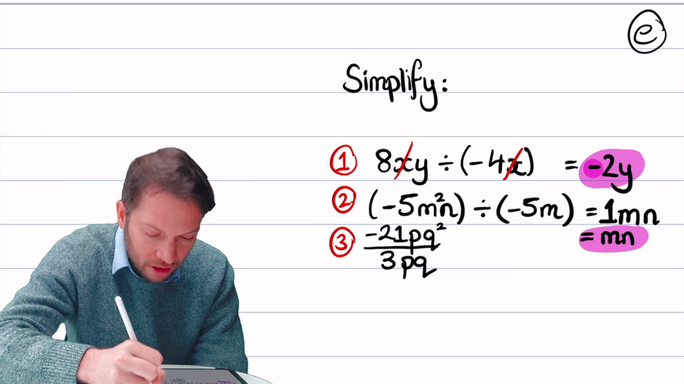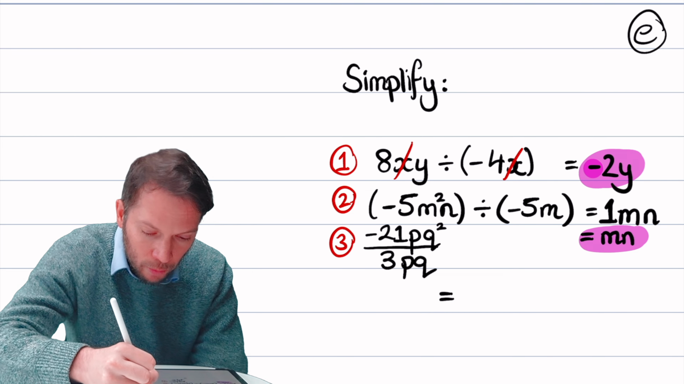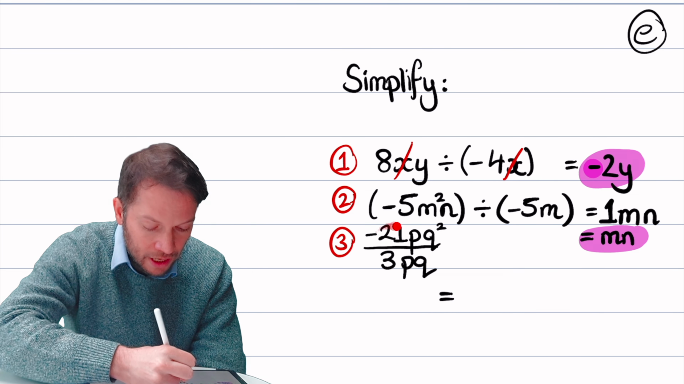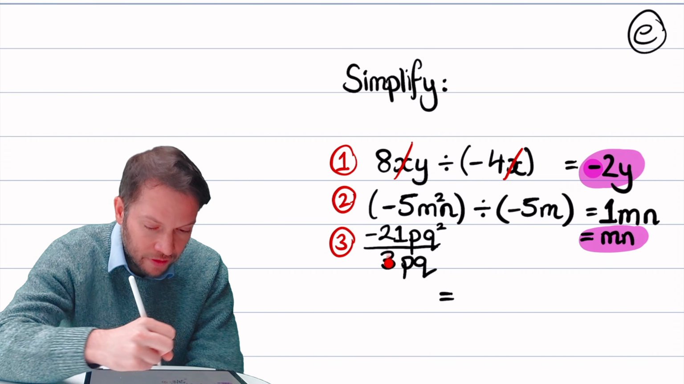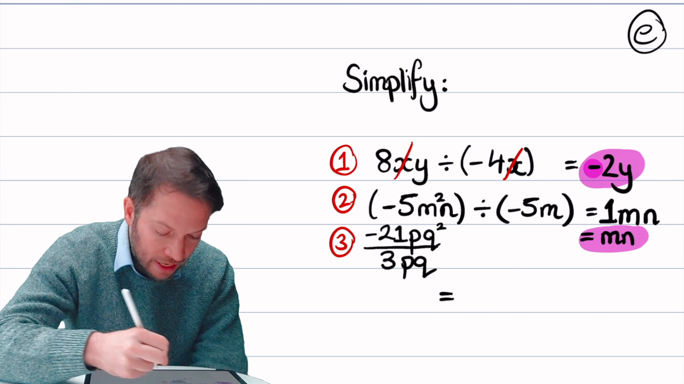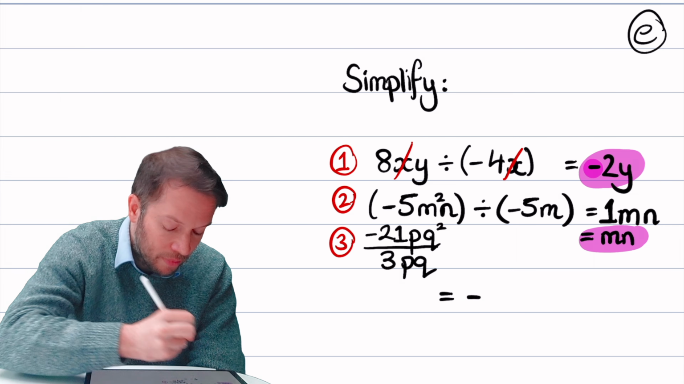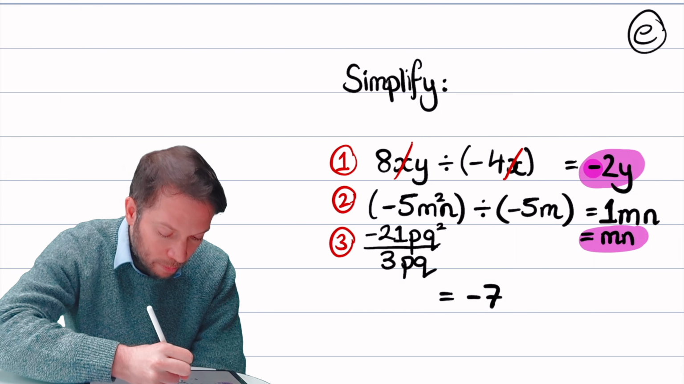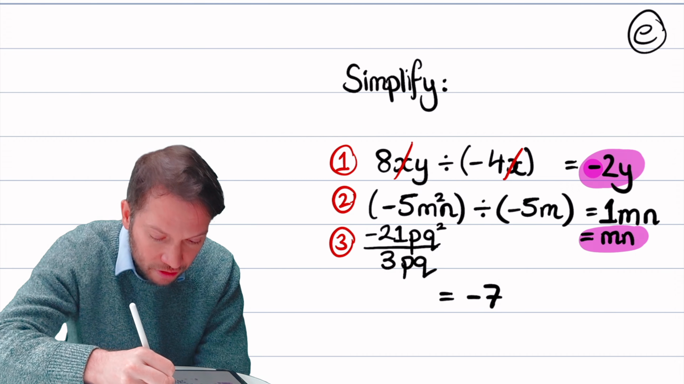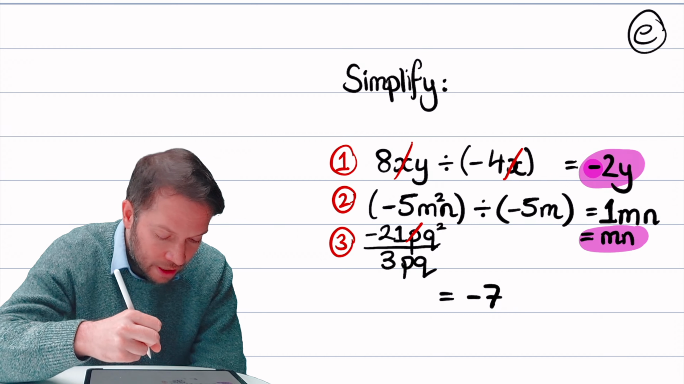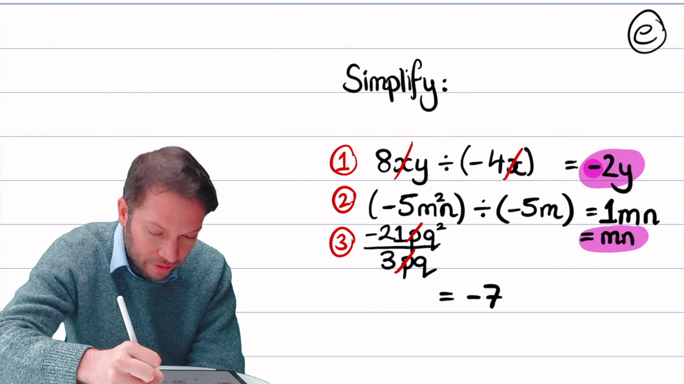And what about this last one here? Well, we can do the numbers divided by each other first. Negative 21 divided by 3. Well, negative divided by positive is negative. And 21 divided by 3 is 7, so we get minus 7. We've got the p divided by the p. Anything divided by itself is just 1. They just cancel, so we could put a little strike through them. So we don't need to worry about the p's because they've cancelled.